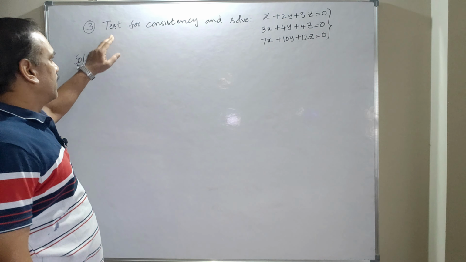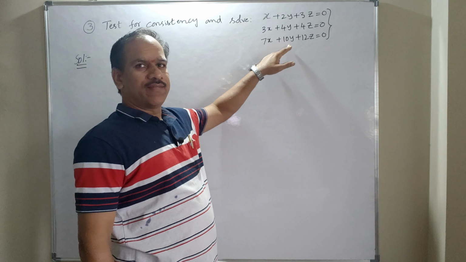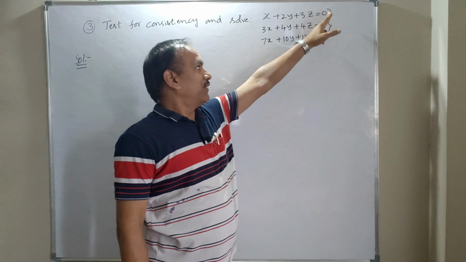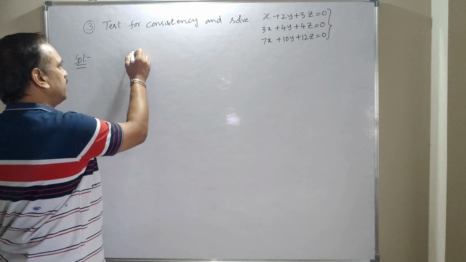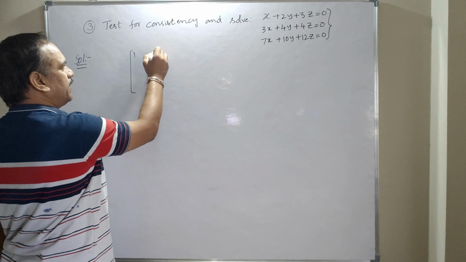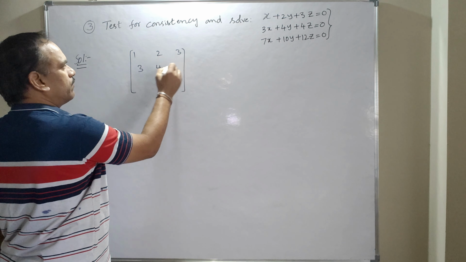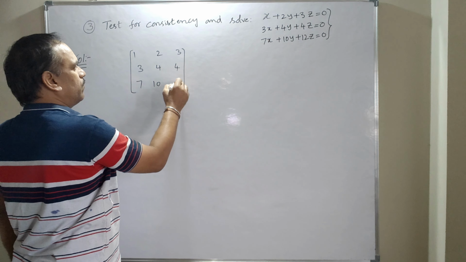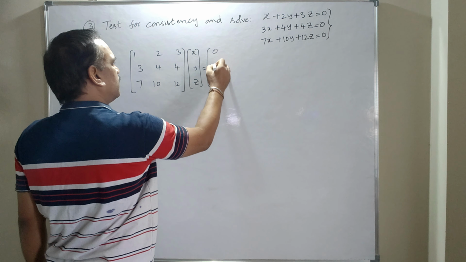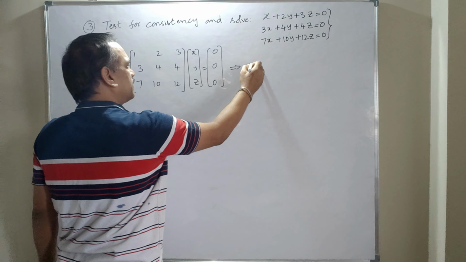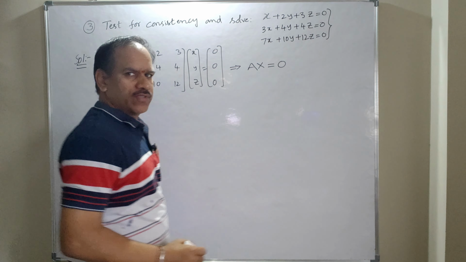So coming to this problem, test for consistency and solve the given system of equations. So what is the given system of equations? If you observe, right hand side all are zeros. All bi's are zeros. Therefore, it is a homogeneous system of equations. So let us write the matrix equation: 1, 2, 3, 3, 4, 4, 7, 10, 12 into xyz equal to 0, 0, 0. That means the given system is of the form Ax equal to 0. Because right hand side is 0, it is a homogeneous system.